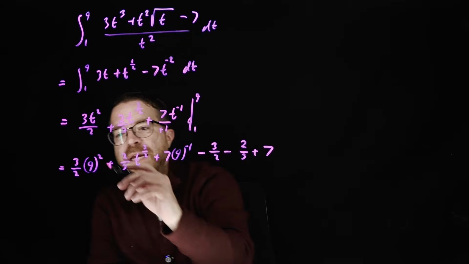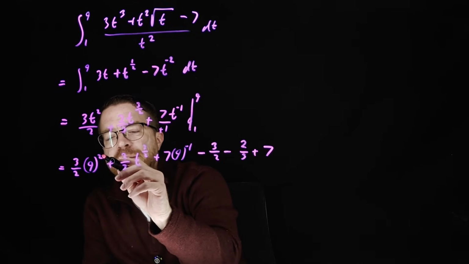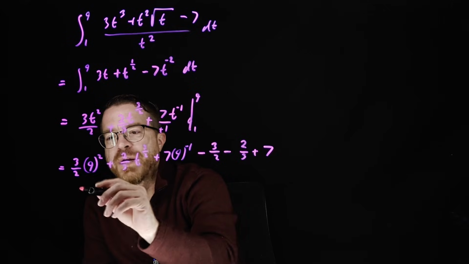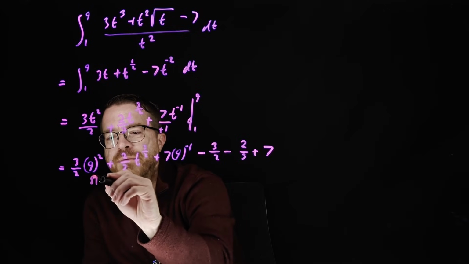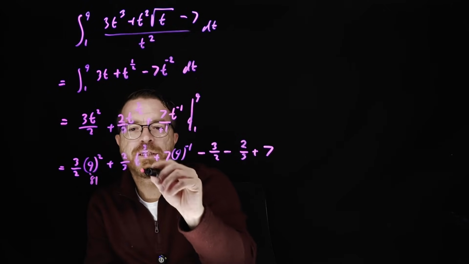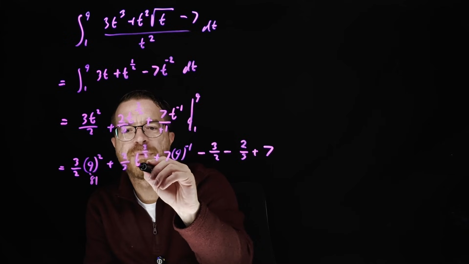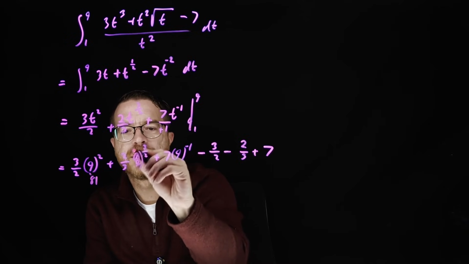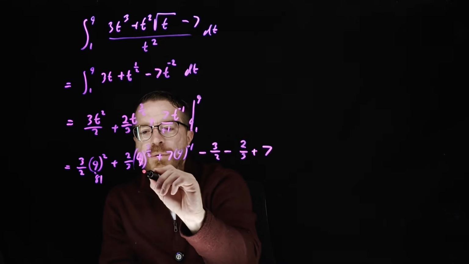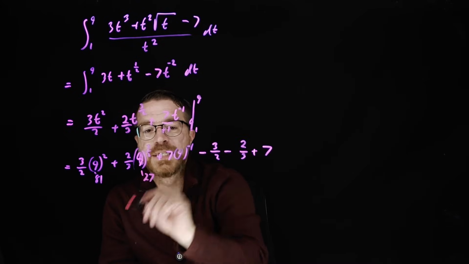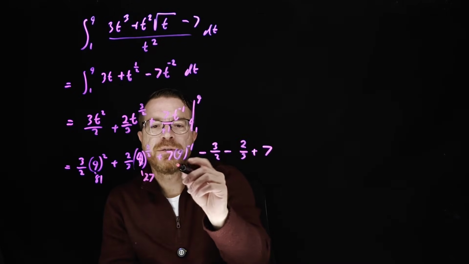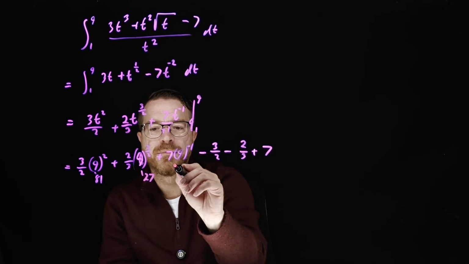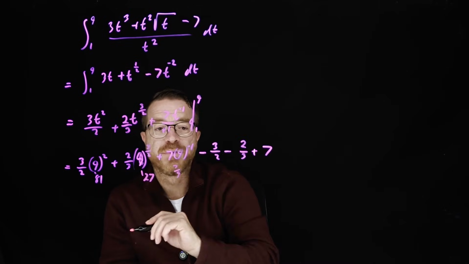So plugging this in, we get 9 squared is 81. So we're going to have 81 for this term. This one, I don't know why I put a t here. This should have been a 9 to the 3/2 power, which is going to be equal to 27. 9 to the negative 1 just means that this term here is going to become 7 over 9.